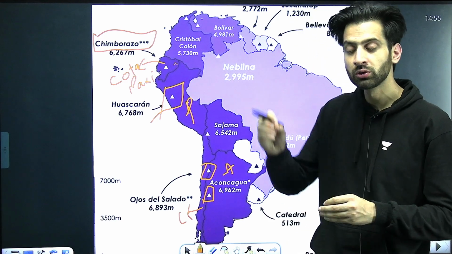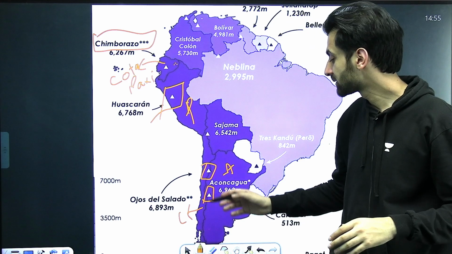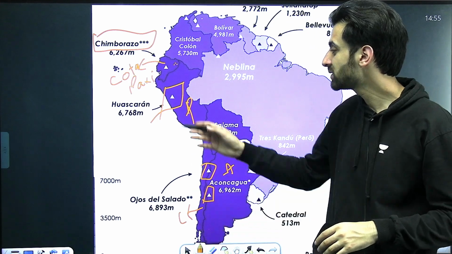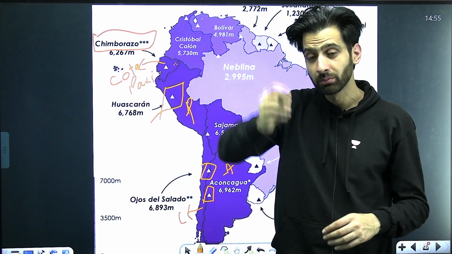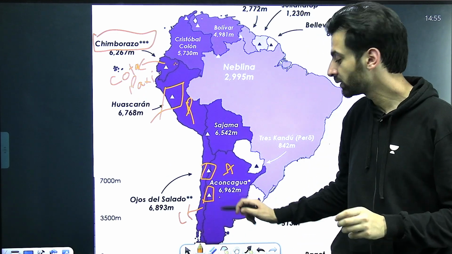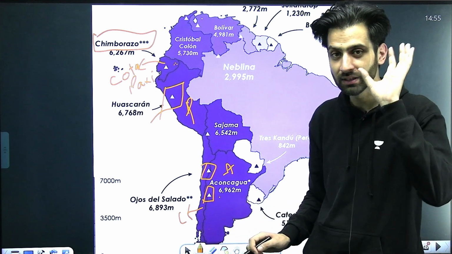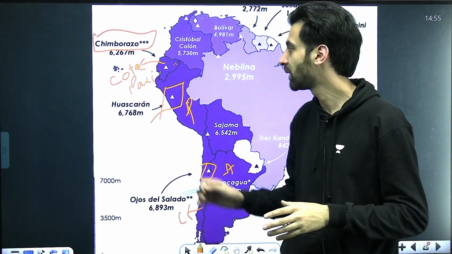All the peaks you should know from north to south or from south to north, so that you are able to arrange them. Starting from Aconcagua, Ojos del Salados, then we will have Huascarán, Cotopaxi and Chimborazo. Aconcagua is the highest, Ojos del Salados the highest active volcano in the world. I hope you're clear with these mountain peaks.